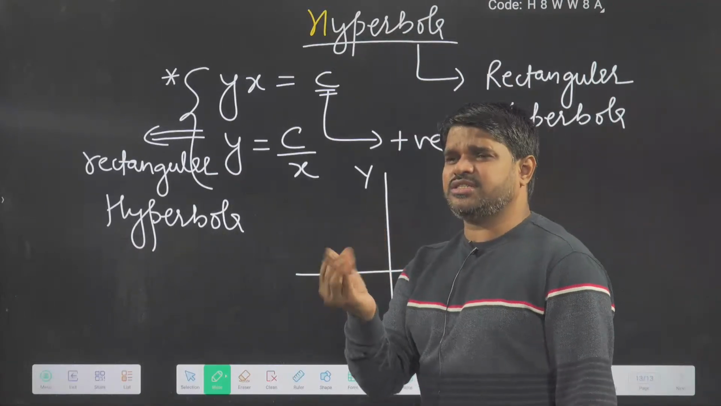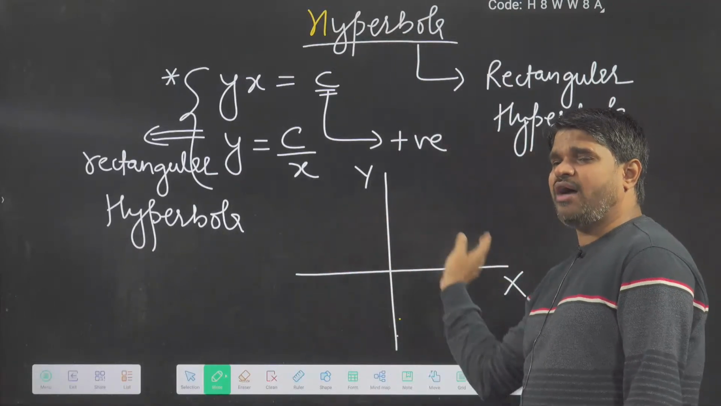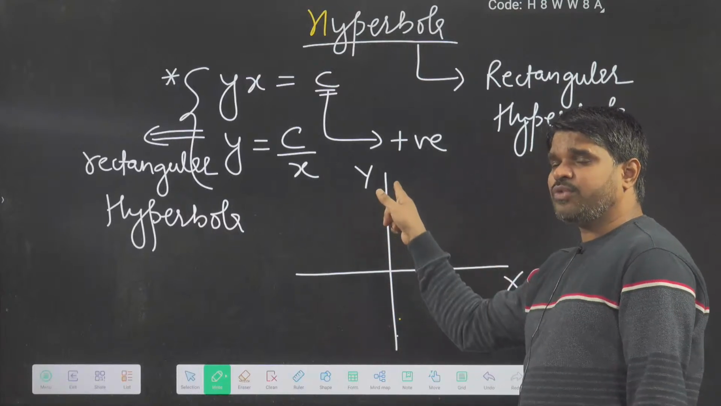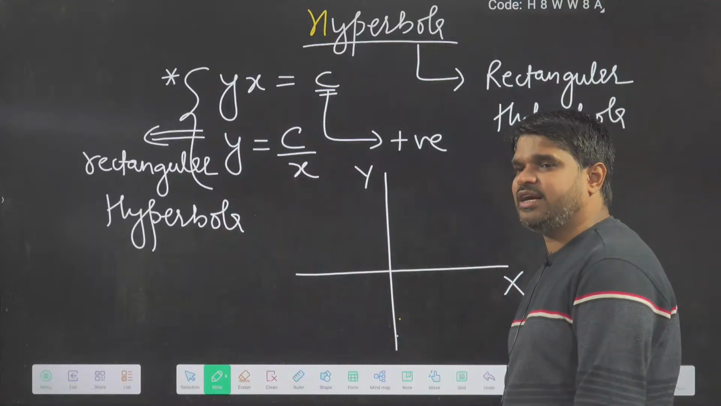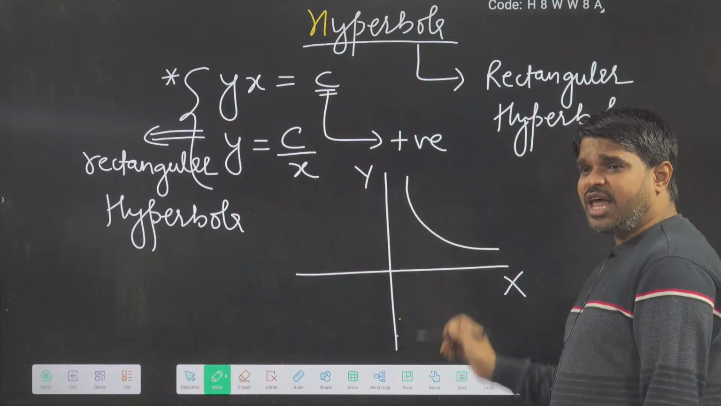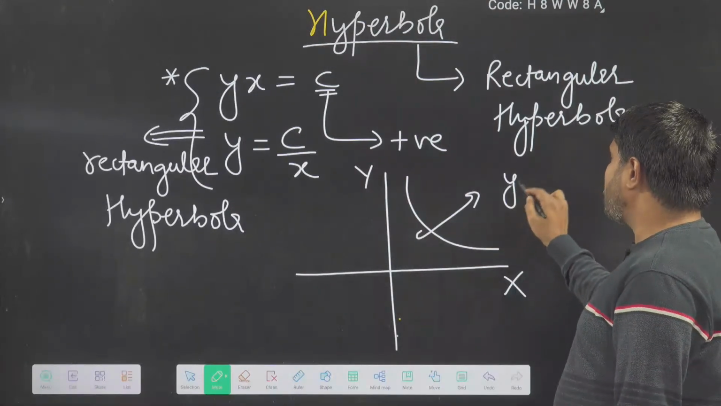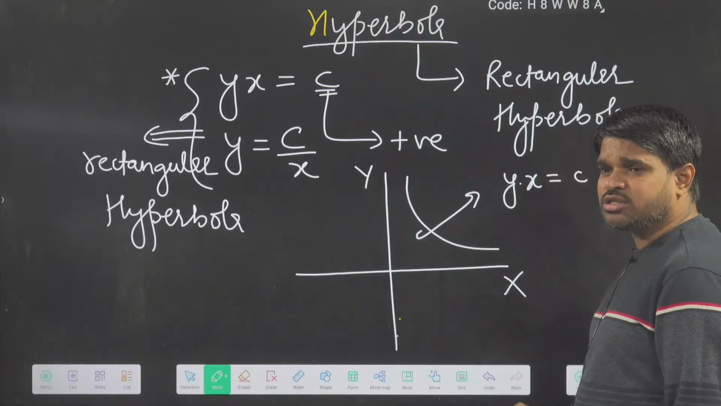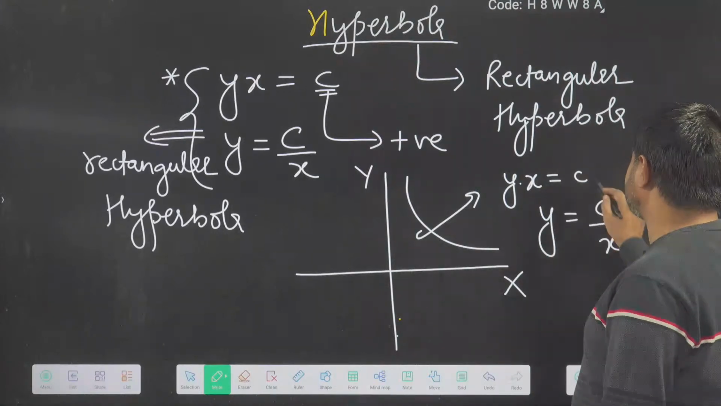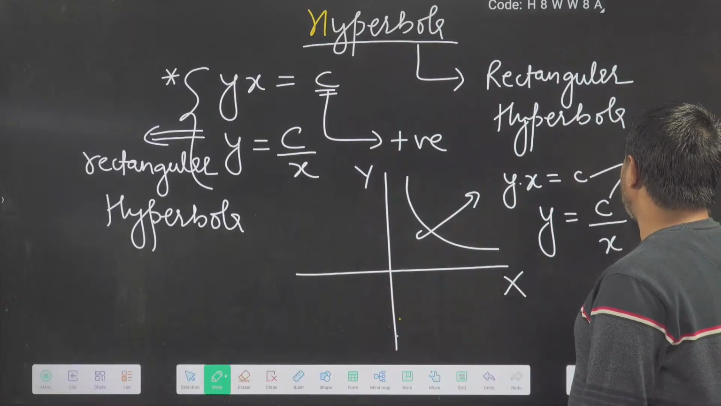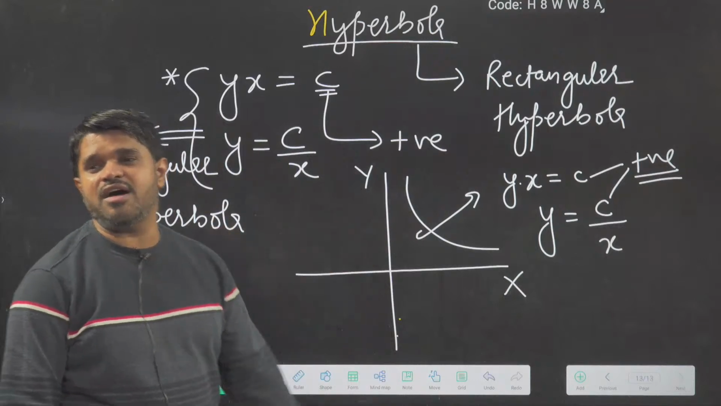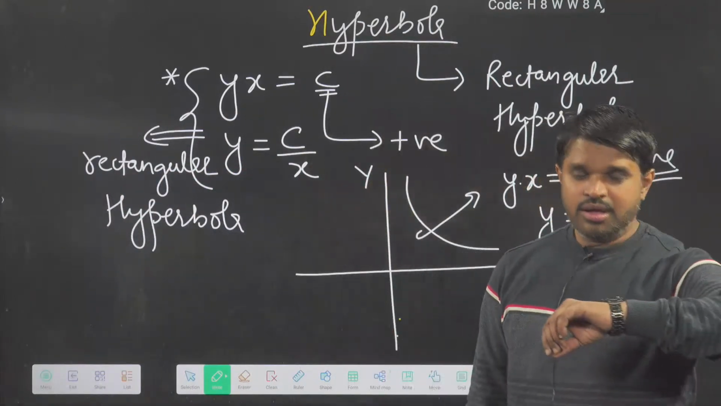In reality, this graph exists in the first as well as the third quadrant. But in physics, most of the time we are going to have both physical variables positive. So I am drawing only the first quadrant portion of that graph. So the graph looks like this. This is the equation y into x equals constant, or y can be written as constant c by x. Here c must be positive. Okay, so this is the last graph, the rectangular hyperbola. Write it fast.